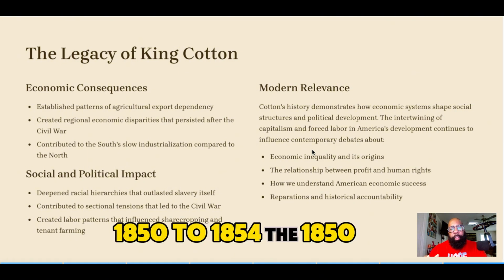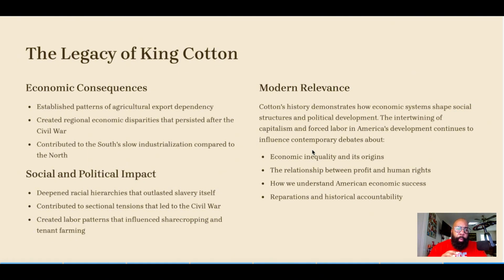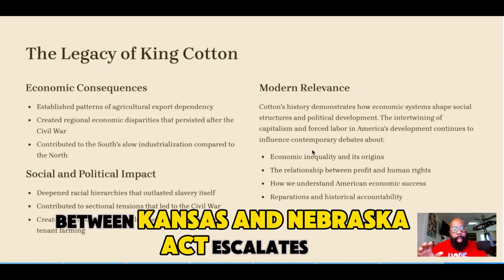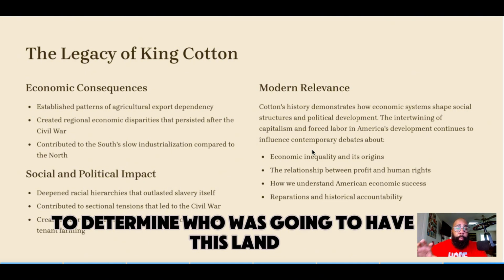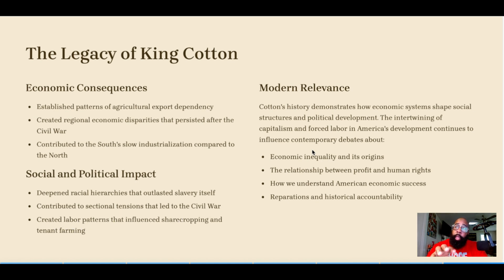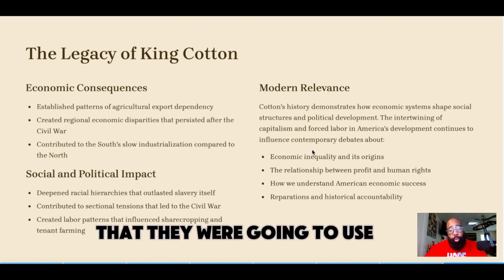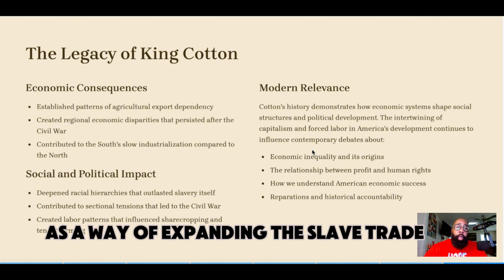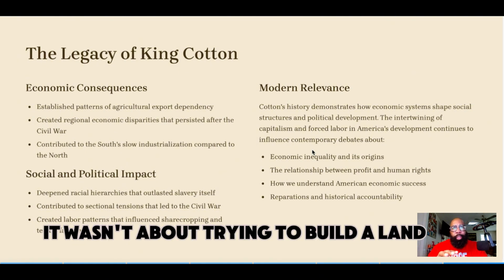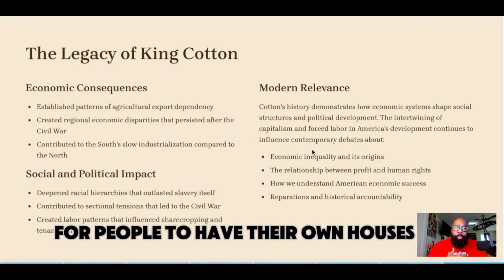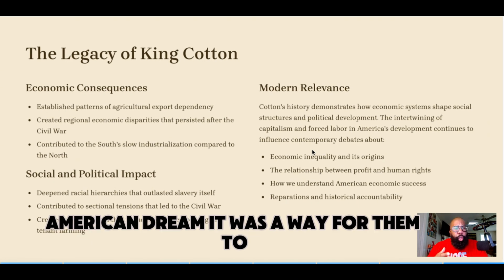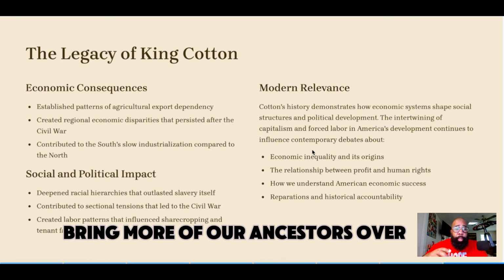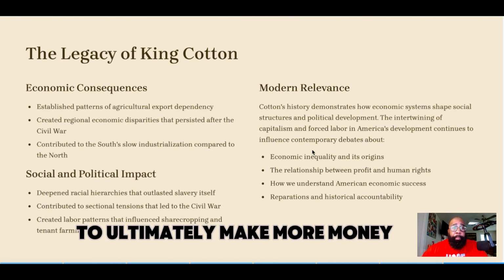1850 to 1854, the Compromise of 1850 and the Kansas-Nebraska Act escalate, meaning this is another opportunity for them to go to war to determine who was going to have this land. Ultimately, this land was what they were going to use as a way of expanding the slave trade. It wasn't about building land for people to have their own houses and live the quote unquote American dream. It was a way for them to bring more of our ancestors over to ultimately make more money.